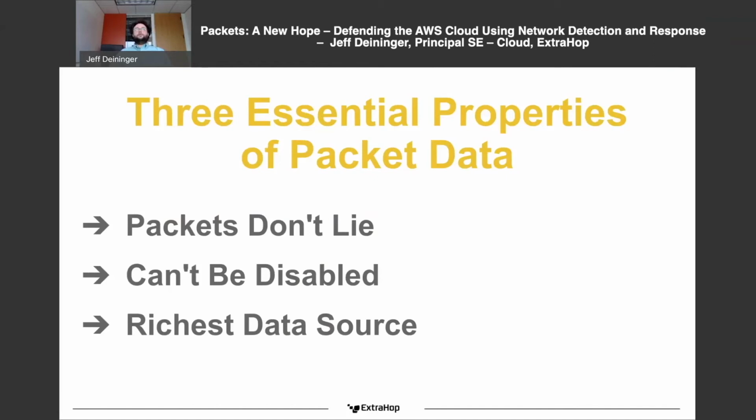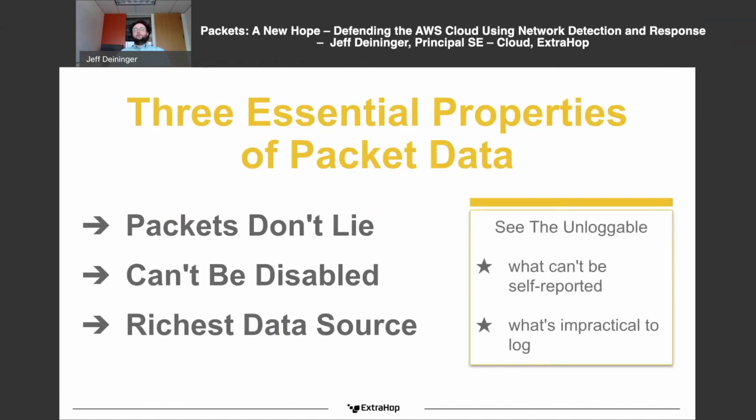So I have a couple of examples to make that point, but the main takeaway here is that packet data enables defenders to see the unloggable, both in terms of behaviors that are not able to be self-reported, either because the system, the OS, or the application doesn't have the ability to log what is relevant for defenders, or because it would be impractical to log, say, every interaction with every table of every database in your environment.